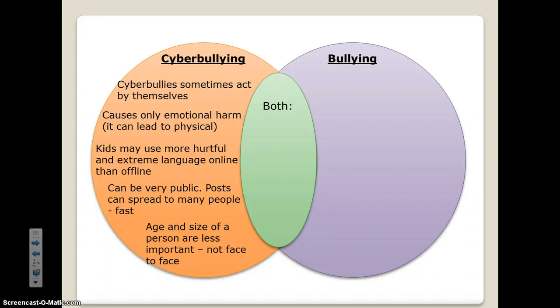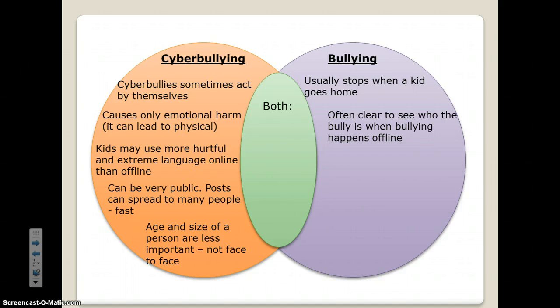Now let's look at bullying. In bullying, it usually stops when a kid goes home. So when someone goes home, they are removed and not around that bully. In bullying, it is often clear to see who the bully is when bullying happens offline. But online, sometimes it's not as clear. And in-person bullying can cause physical and emotional harm.